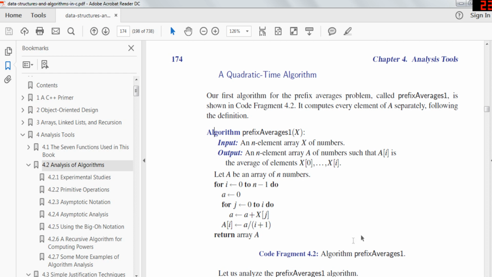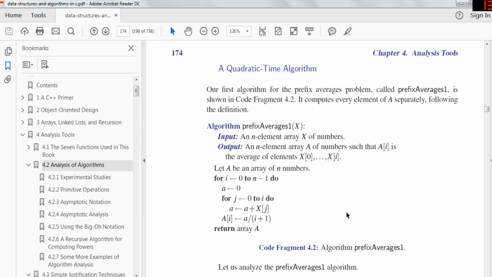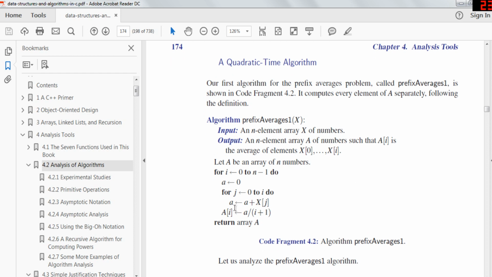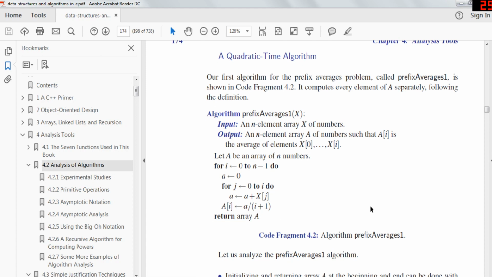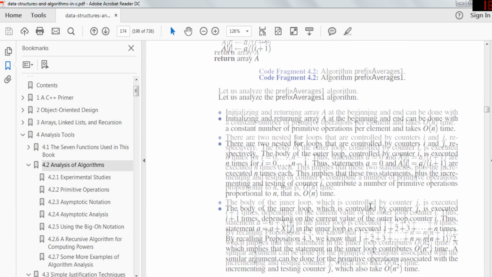This algorithm is quadratic because there are two loops, right? So what they're doing is looping through the whole array and summing up all the values. Then they set the array element to equal the average of the values, dividing by i plus 1 to give you the average, and then they return A. That's what they're doing here. So they're going to analyze this.